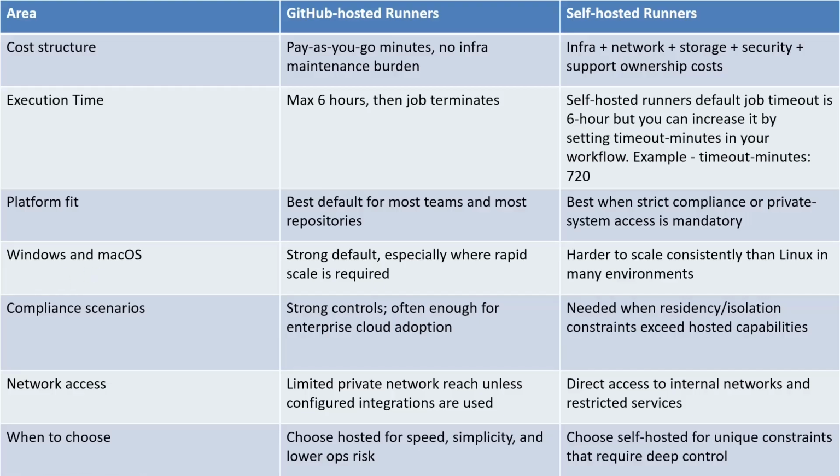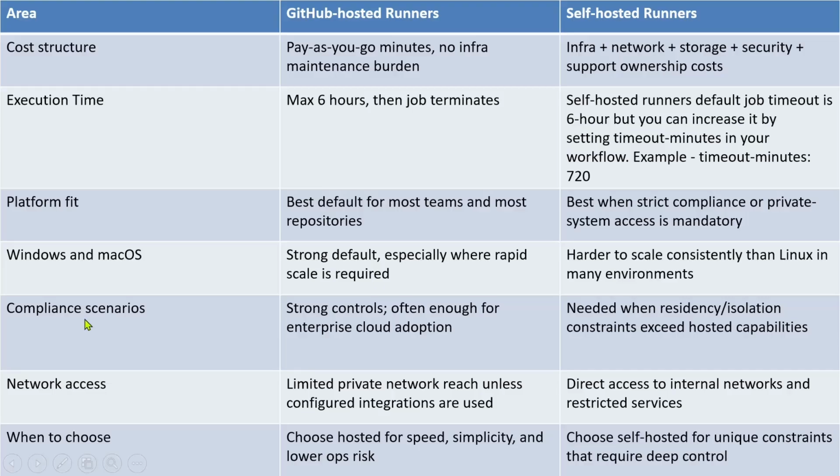Windows and macOS. We can use GitHub hosted runners for Windows and macOS because these provide rapid scaling. But if it comes to self-hosted runners, Windows and Mac are harder to scale consistently than Linux in many environments. That means Linux is a little bit easier in self-hosted runners, but if you want to work with Windows and macOS, then it will be a little bit difficult.